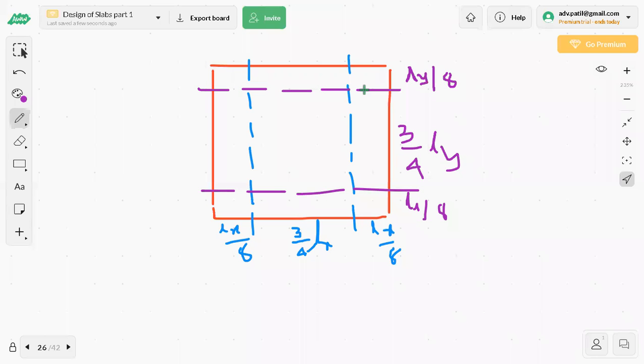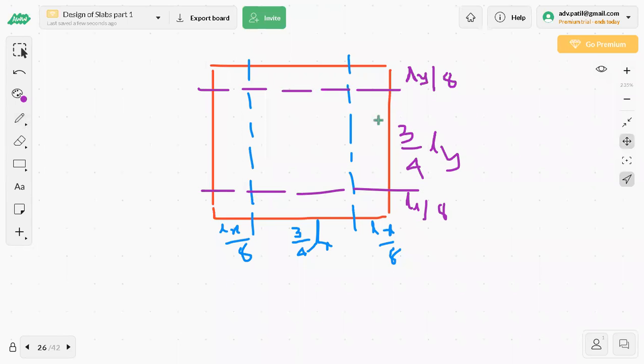Okay. The middle panel, these are all edge strips. This is the middle strip. So what is the size of the middle strip? 3/4 of Lx, 3/4 of Ly. That is what we call a middle strip. All the remaining portion is edge strip. All around it is edge strip.